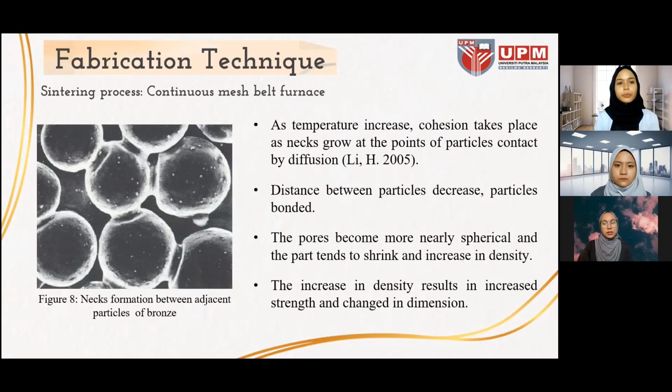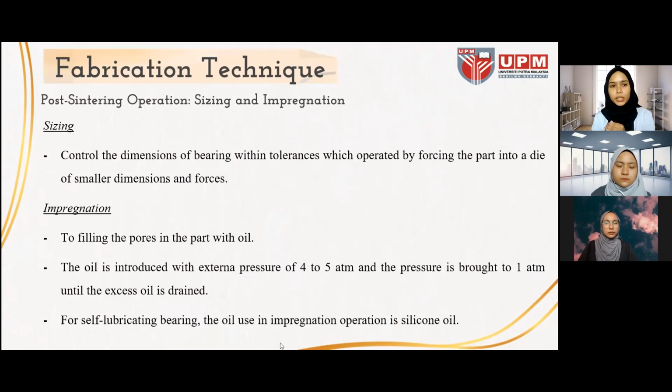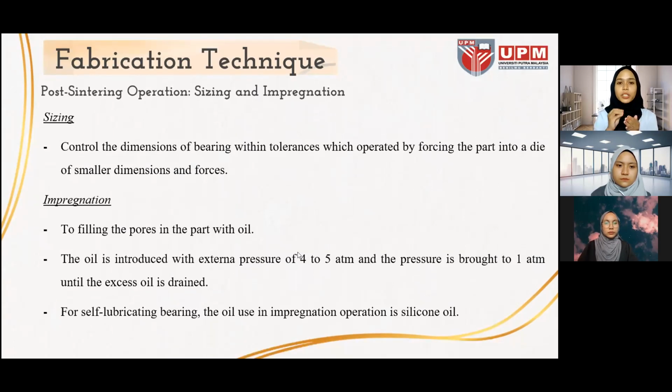Next. And lastly, the post-sintering operation includes sizing and impregnation. Sizing controls the dimensions of the bearing within tolerances, and is operated by forcing the part into a die of smaller dimensions and forces. Impregnation is filling the pores in the part with oil with an external pressure of 4 to 5 atm, and the pressure is then brought to 1 atm until the oil is drained. The oil used for self-lubricating bearings is silicone oil. Next.